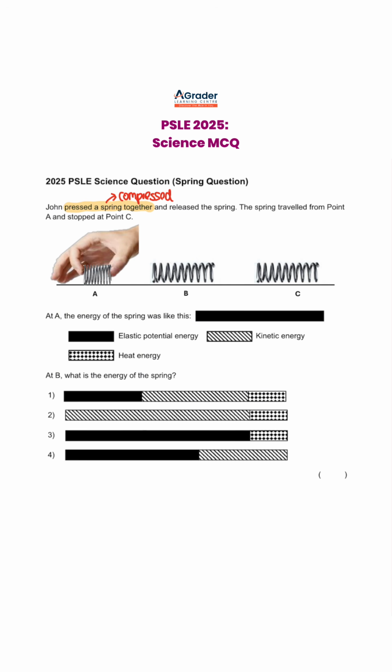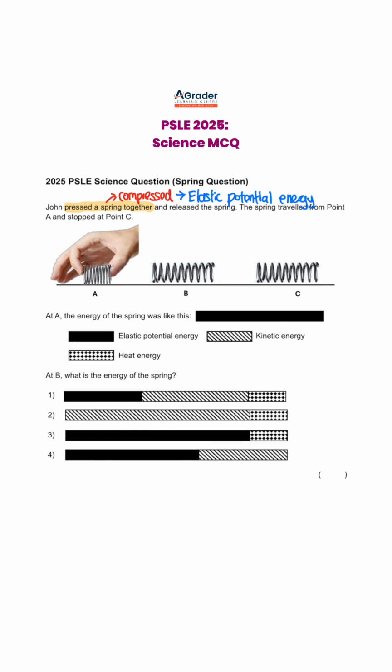You can see from here, over here, that the spring is being compressed as well. And you have to understand that when a spring is compressed, it means that there would be elastic potential energy, because any elastic object that has been stretched or compressed will possess elastic potential energy. So what happened is that they also mentioned that the spring traveled from point A.